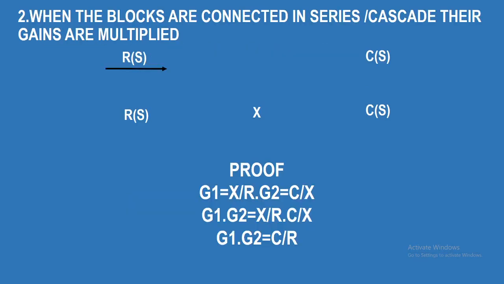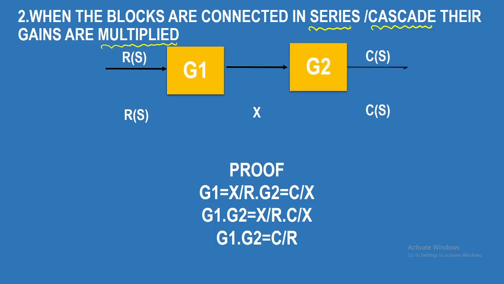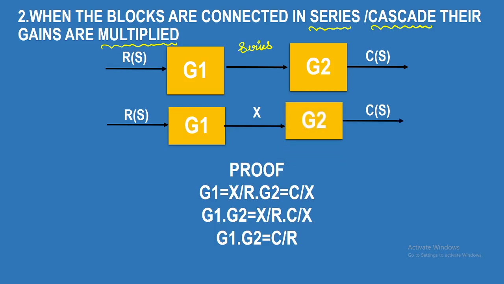Next, when two blocks are connected in series or in cascade form, their gains are multiplied. Let us see the proof as well. The gain of the first block is G1 and the gain of the second block is G2, and the output is C of s. These two blocks are connected in series. For the proof, I have taken an intermediate signal x.